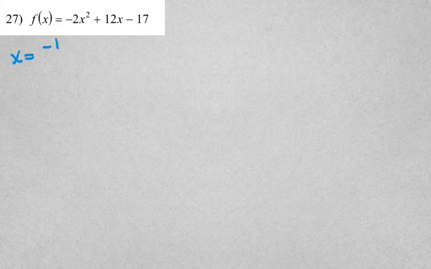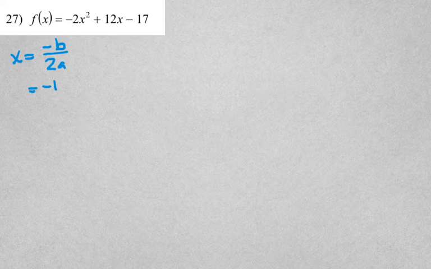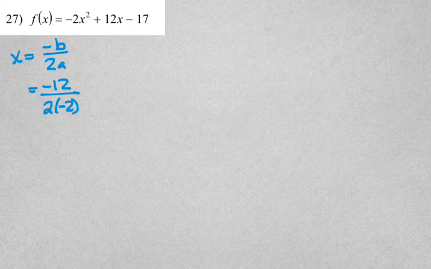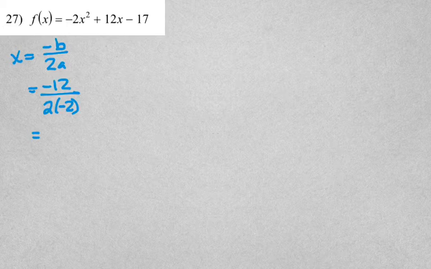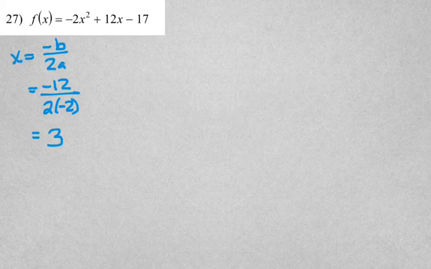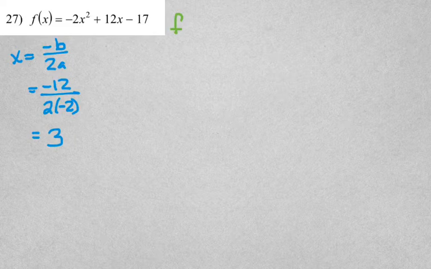Number 27. Again, x is going to equal negative b divided by 2a. And so opposite of the b is going to be negative 12 divided by 2 times my a, which is negative 2. So negative 12 divided by negative 4 gives me a positive 3. Now I'm going to plug that back into my function, f of 3.